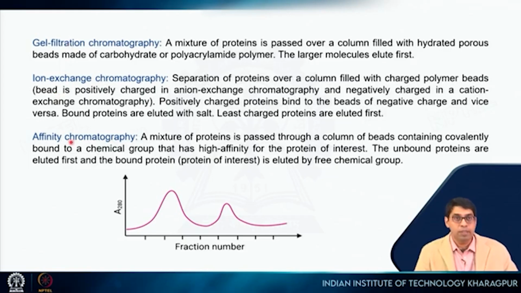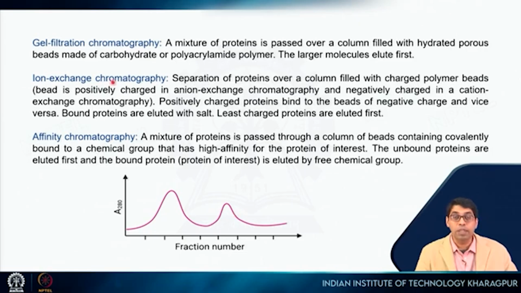So, I will discuss these three chromatography techniques primarily. Gel filtration: in this case, a mixture of proteins is passed over a column filled with hydrated porous beads made up of carbohydrate or polyacrylamide polymer, right. So, these beads are some polymers. Now, larger molecules will pass through faster, smaller molecules will go slower. So, the larger molecules will come out first and the smaller molecules will come out next.